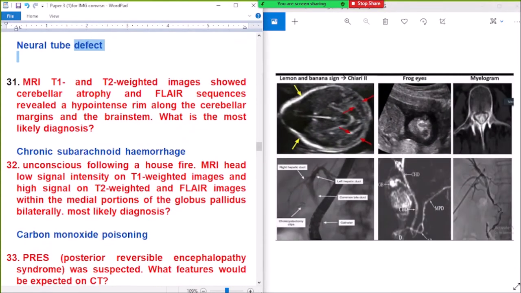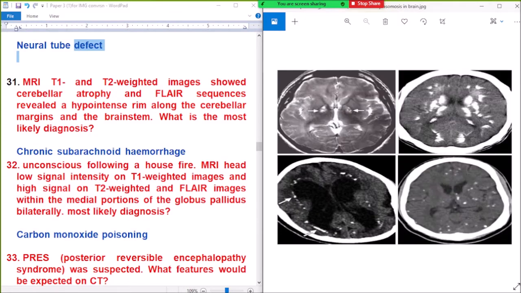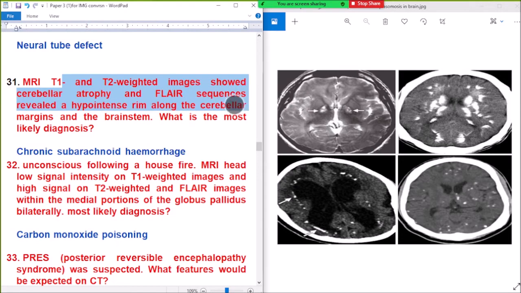Question number 31. MRI T1 and T2 weighted images showed cerebellar atrophy, and FLAIR sequences revealed a hyperintense rim along the cerebellar margins and the brainstem. Most likely diagnosis: chronic subarachnoid hemorrhage.